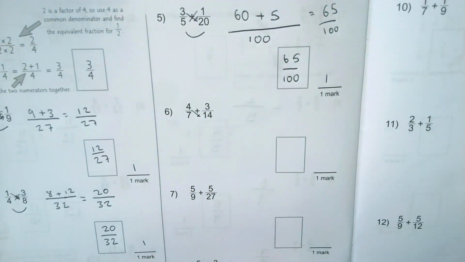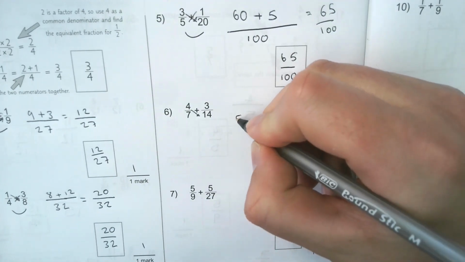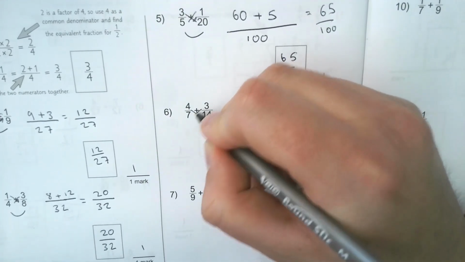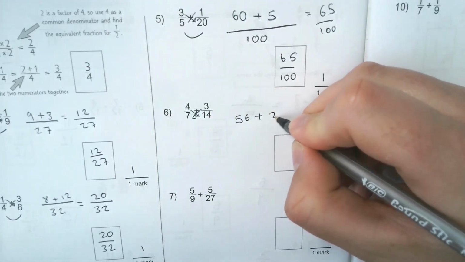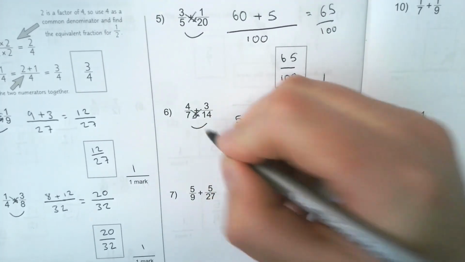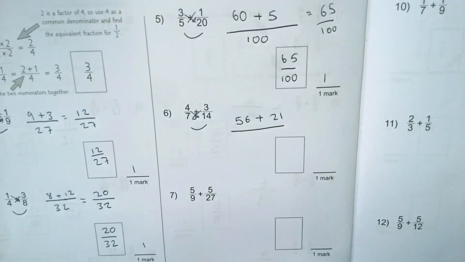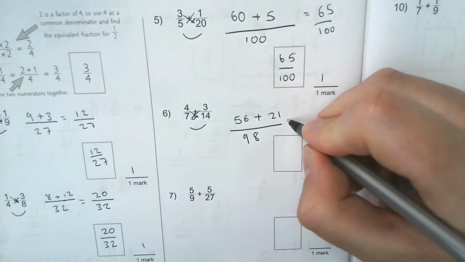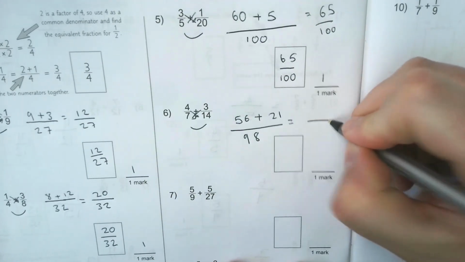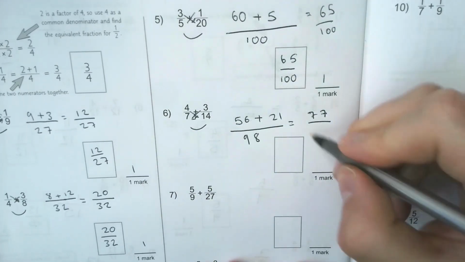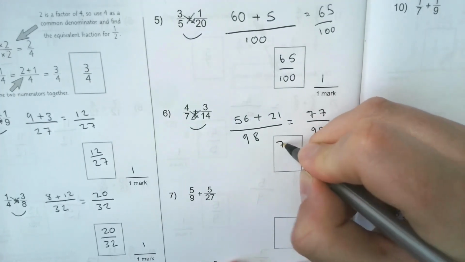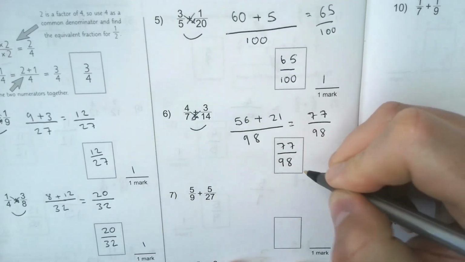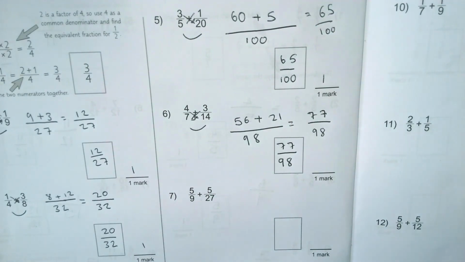Well, 2 times 14 is 28, and if I double it, it gives me 56. So 56 add 3 times 7, which is 21, over 7 times 14. What is 7 times 14? Well, 7 times 10 is 70, and 7 times 4 is 28. So if I add 28 to 70, it gives me 98. So my answer is going to be 56 add 21, which is 77, over 98. So 77 over 98. Okay, see if you can do the next one on your own.